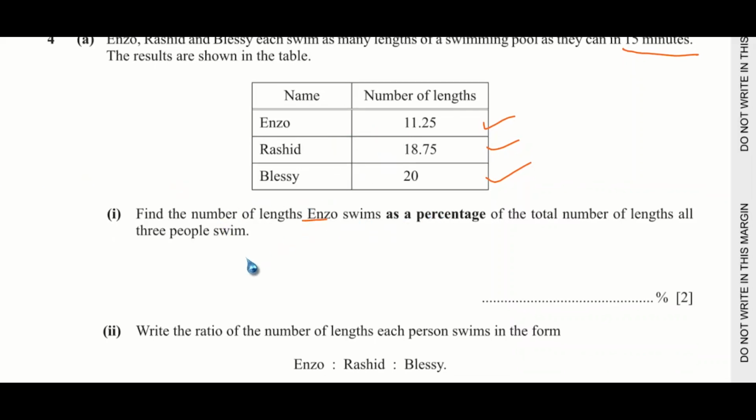Okay, so Enzo is 11.25. If you add these numbers together, you should get 50. So write 50, then multiply by 100%. So straight away, this will give you 22.5%.